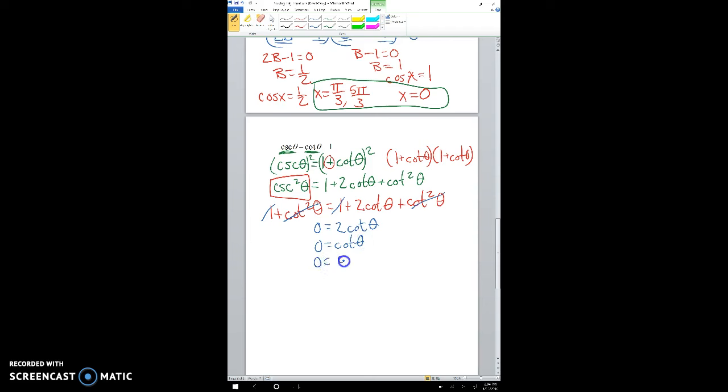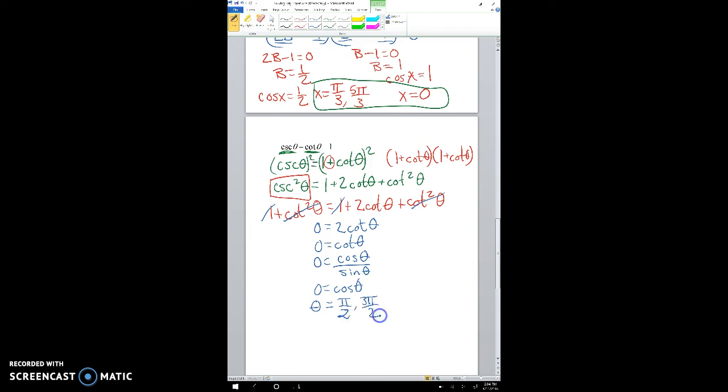Cotangent is cosine over sine. If you want to, you can think of multiplying both sides by sine theta. And cosine equals 0 at pi over 2 and 3 pi over 2.